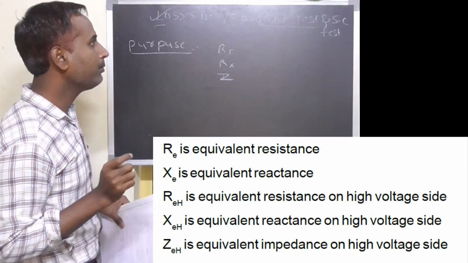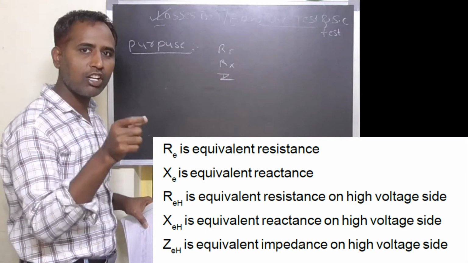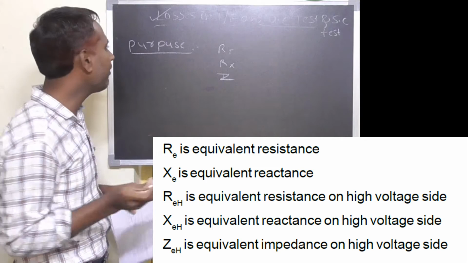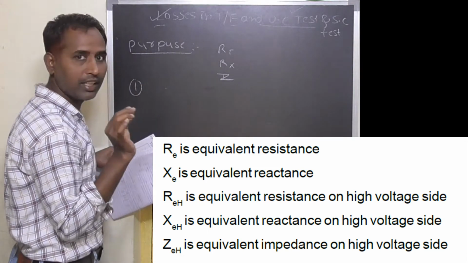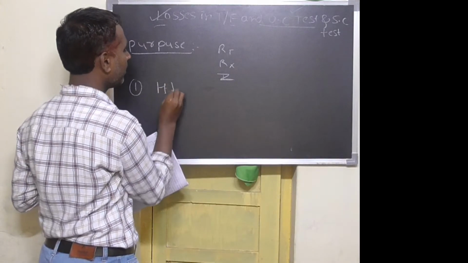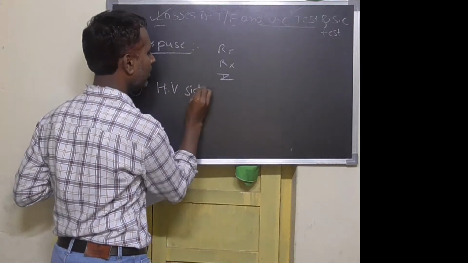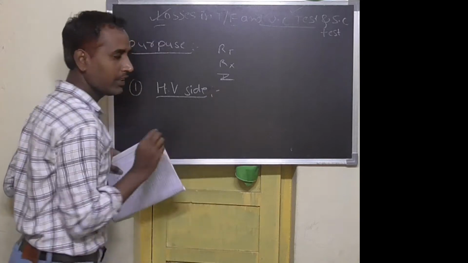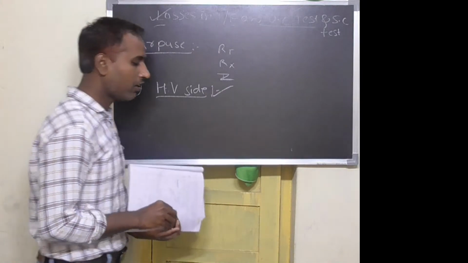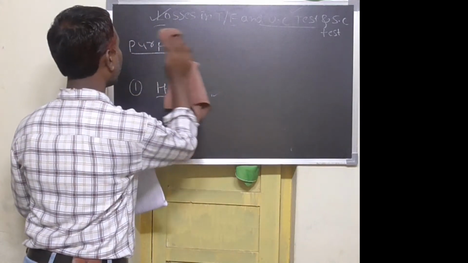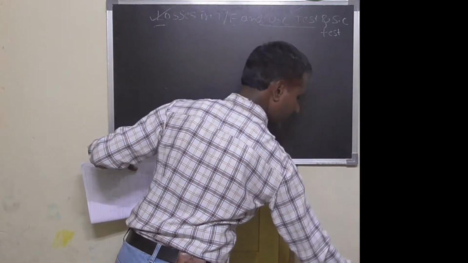So the question will come, where are we performing the short circuit test? Okay, this is a very important question. We are performing the short circuit test on the high voltage side. High voltage side. Okay, this is a very important point. Okay friends, now I will draw the short circuit test diagram, how to perform the short circuit test.